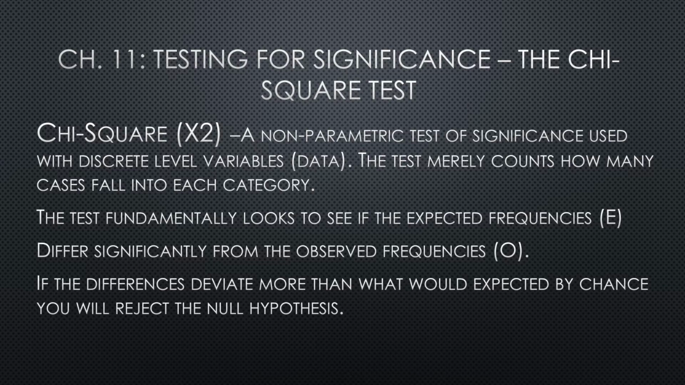So remember, you use chi-square with discrete level variables. That is nominal and ordinal. Do not use chi-square with interval or ratio level data. There's too many problems doing it with ratio and interval level data. This test is not designed for that kind of data.